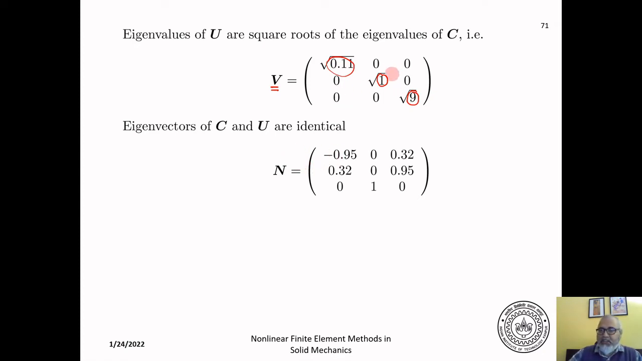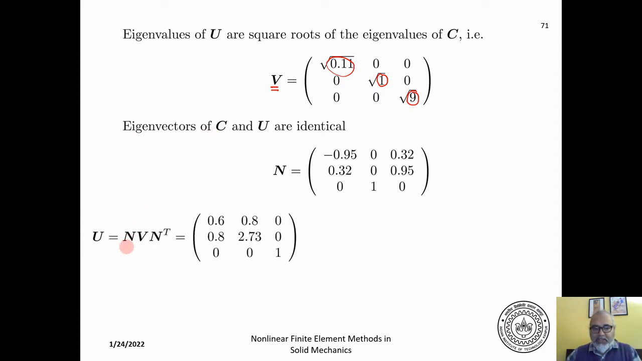The eigenvectors of C and U are the same, as we have proved, and these are the eigenvectors corresponding to the eigenvalues 1, 1 and 9. These are the normalized eigenvectors, and we have them in this matrix. So we now know from our linear algebra that if this is the matrix containing the eigenvectors, and this is the matrix containing the eigenvalues on the diagonal, we can transform this back to my x1, x2 coordinate system by simply doing N V N transpose. This is a result that you might have learned in your linear algebra course. So once you do that, you get your U.